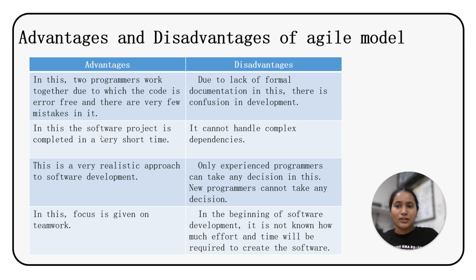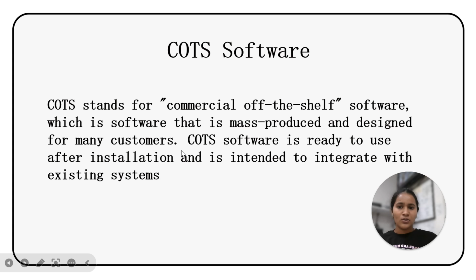Now comes COTS. So, what is COTS? What does it stand for? COTS stands for Commercial Off-the-Shelf Software, which is software that is mass-produced and designed for many customers. COTS software is ready to use after installation and is intended to integrate with existing systems. So basically, it is a reusability of the engine of a software. It helps in cost reduction and also the human resources are not used that much. Some examples of COTS software: Microsoft Office Suite, Adobe Creative Suite, Salesforce, AutoCAD, and Zoom.